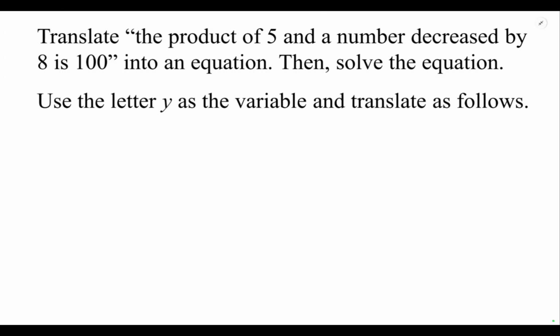So let's rewrite this. We have the product, which is 5, and then we have parentheses, because we understand that number is decreased by what? 8. So it's going to be y minus 8. And then this is said to be equal to 100. If it says is something, that means it's equal to something. So this context brings out a few different things. If you see is something, that means it's equal to that.